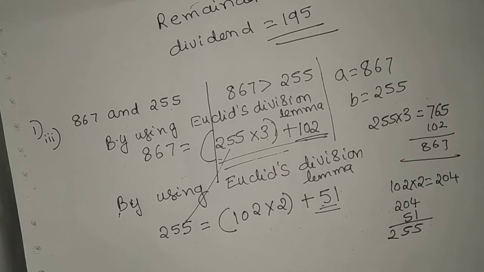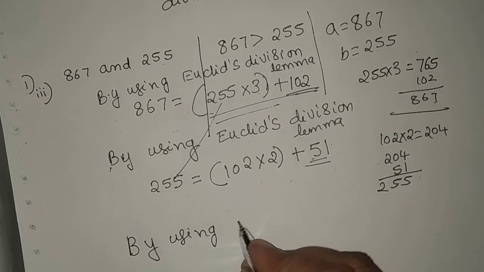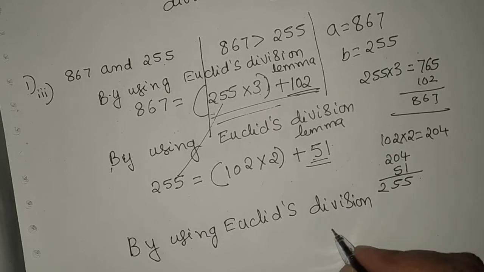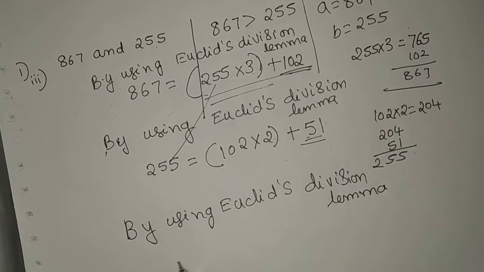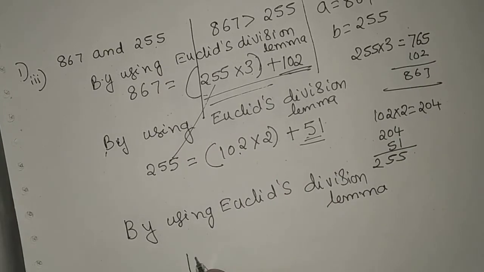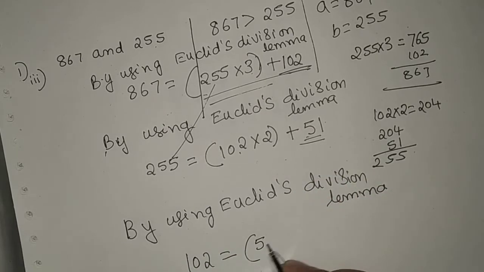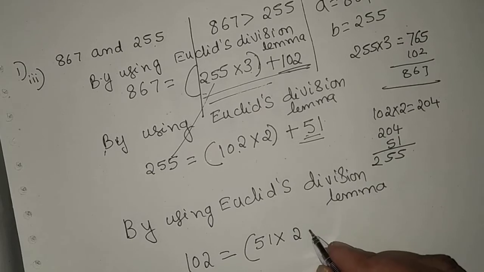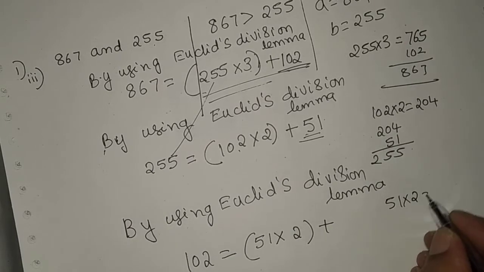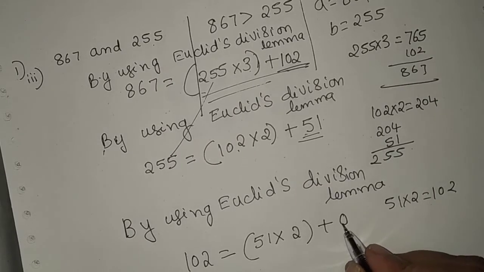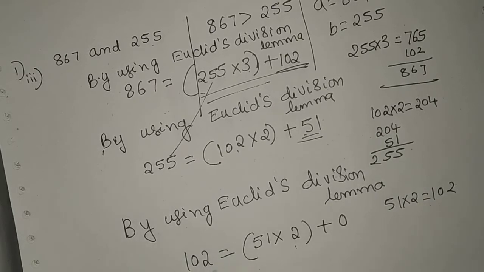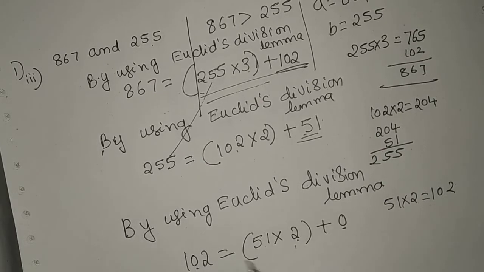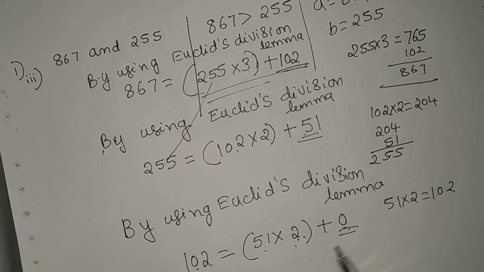Therefore, finally, a third time, using Euclid's division lemma, we take 102 as the next dividend and the divisor is 51. 51 into 2, that is the quotient is 2, plus 51 into 2 is 102, so the remainder will be 0 here. This is the dividend, divisor, quotient and remainder. So the remainder becomes 0.